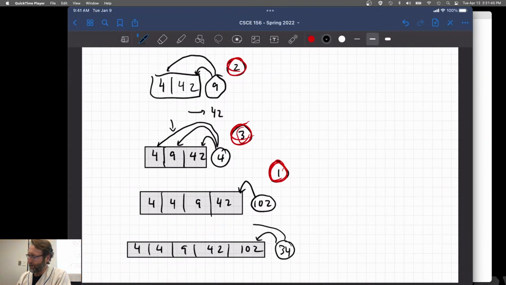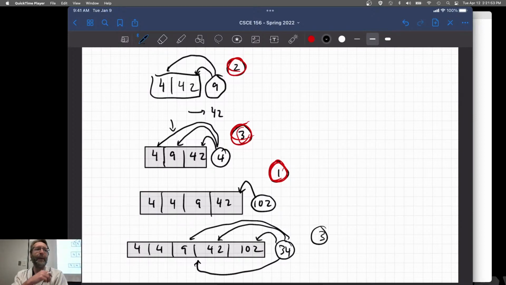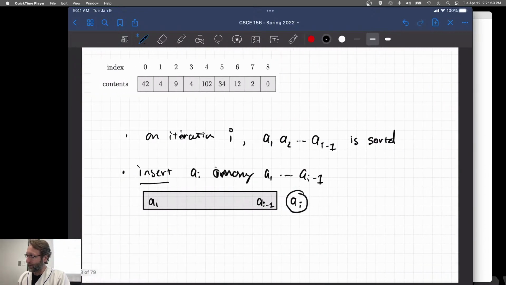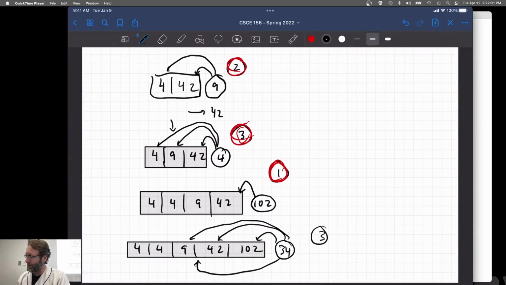1 comparison, 2 comparisons, 3 comparisons to see that I should insert it right here. Right? So it's adaptive. Sometimes I get away with only 1 comparison. Sometimes, for example, if my next one, what is the next one? 12? Well, let's suppose that the next one is going to end up being 0. How many comparisons am I going to have to make? All the way back down to the end here.